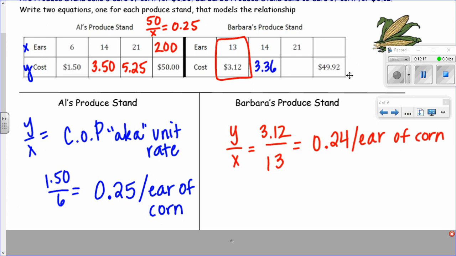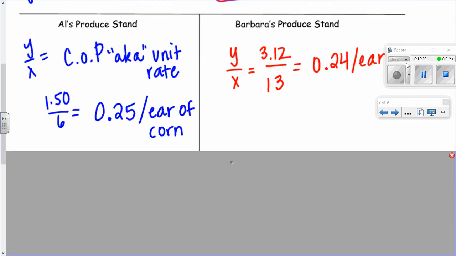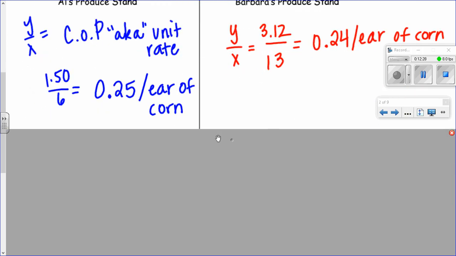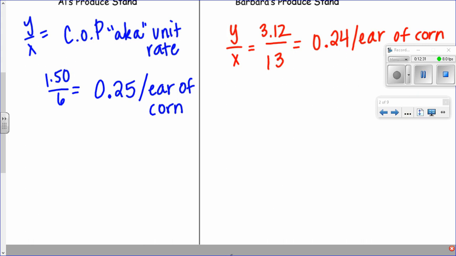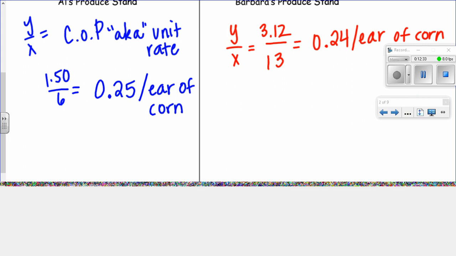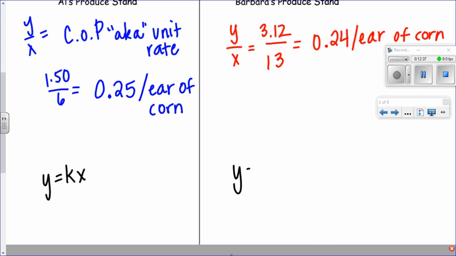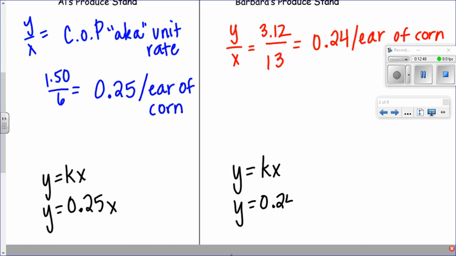Did you get 336 and 504? And then this one should be 208. Let's use the constant of proportionality to make an equation, and then we are actually going to be done with this video very soon. So we know that y equals kx. And then we know that the constant of proportionality is 25 cents for this one, and 24 cents for this one.